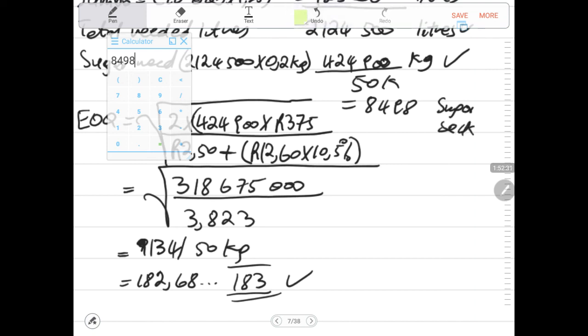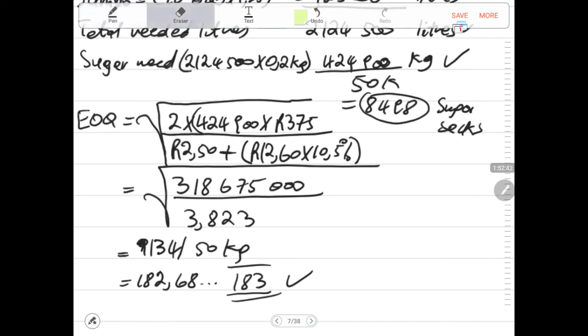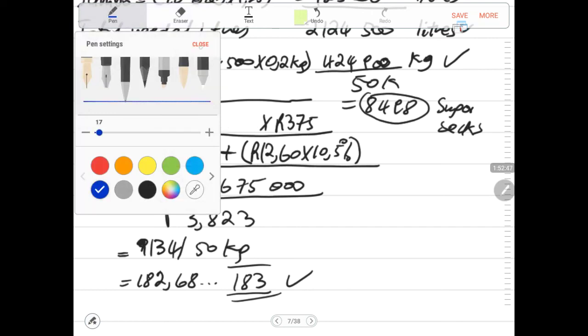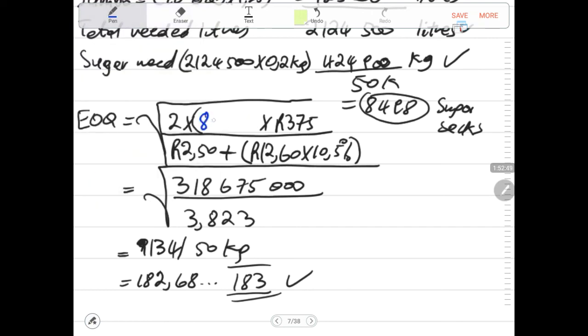Sugar sacks in this case. I hope I'm pronouncing it right. Now, if this is already in a sack of 50 kg, then that becomes your annual demand. Therefore your annual demand here will change. When your annual demand changes to 8,000, when it changes here to 8,498, that means the 2 rand 50 is per kg, it's not per 50 kg.